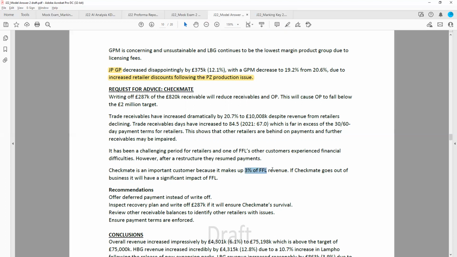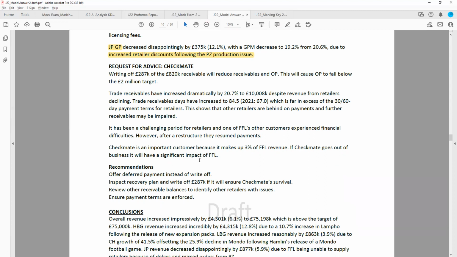I mean, you could have worked out what the revenue is worth every year, perhaps. But again, we don't want to do too much analysis here. I mean, some points from the AI: it's been a challenging period for retailers. We knew that another customer had experienced difficulties, and they actually resumed payments. So there is some hope here that Checkmate, this reasonably important customer, could continue. So probably try to have four points here, 4 to 6, I would say, and then a few recommendations as well.